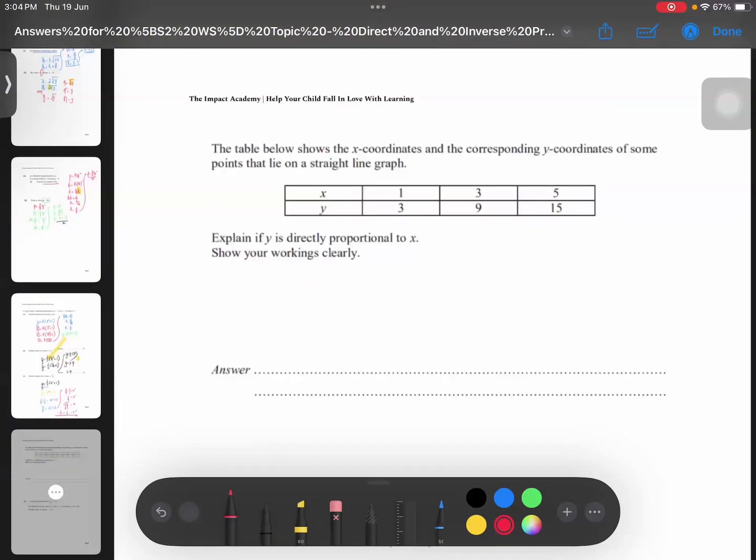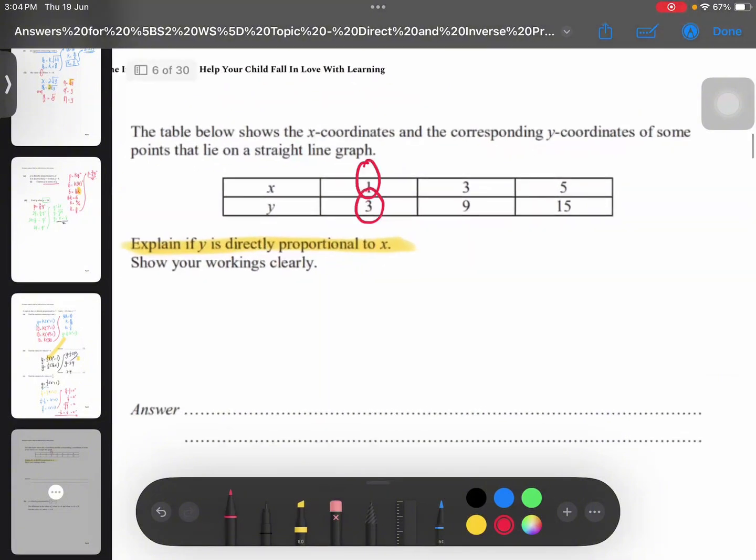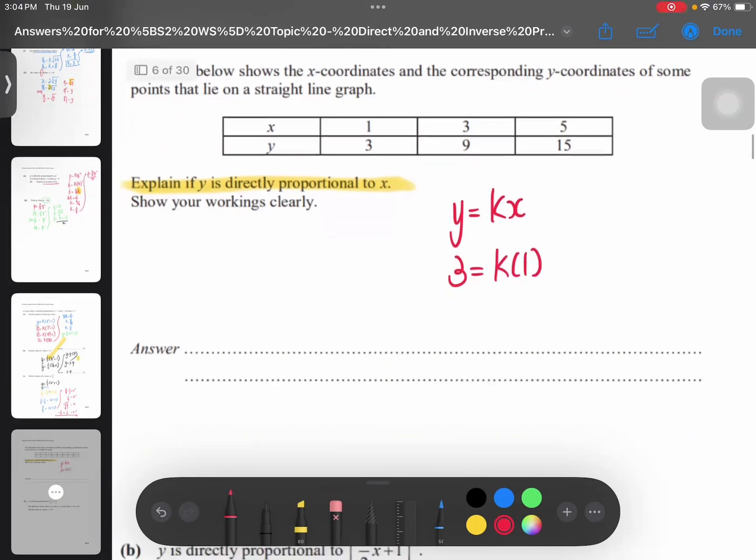So the first thing you are going to do, in order for you to prove if y is directly proportional to x, what do you have to do? You can see x is 1, y is 3. Agree or disagree? So you say y equals kx first. Am I making sense? So you just sub in 3, 3 equals k bracket 1. So what's my k? 3, very good. So in this situation, k equals 3.